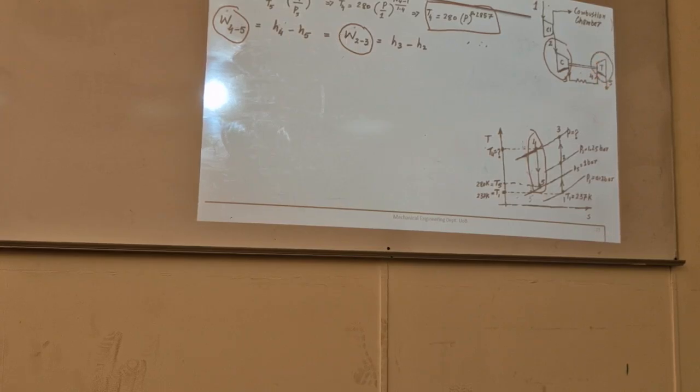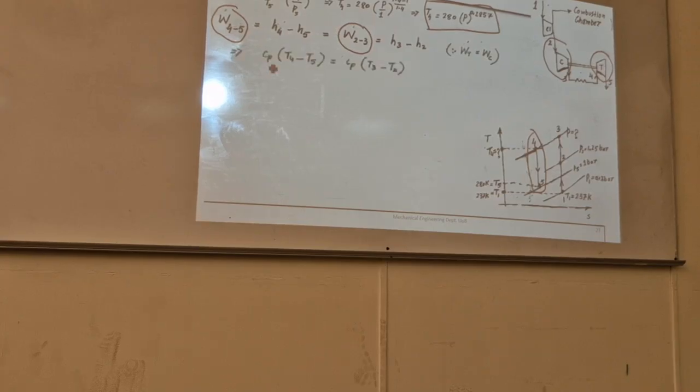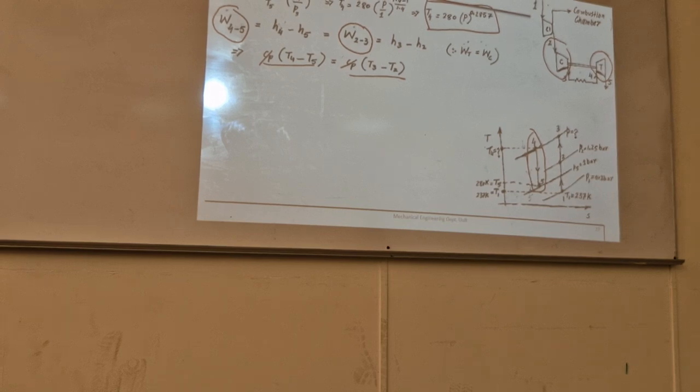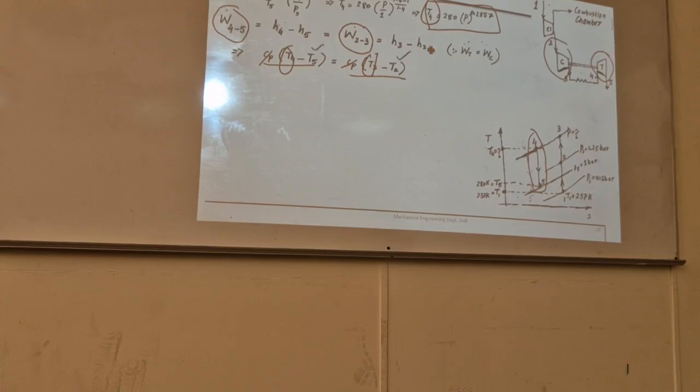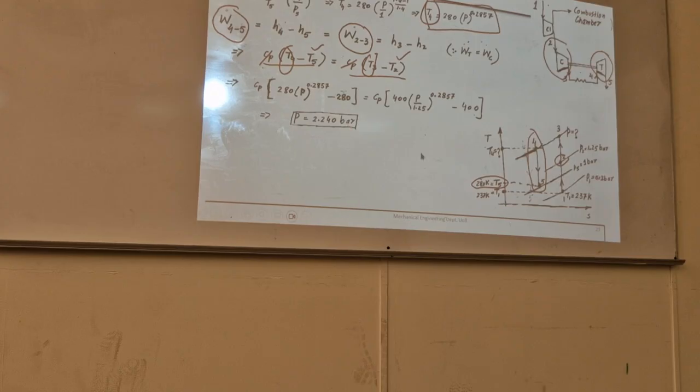which is equal to Cp delta T, MCP delta T, work of turbine. M dot will cancel, so Cp is also the same. We are not considering change in Cp in this chapter, so it's simply given by this. So just put values of T4 in terms of P and T3 in terms of P. T5 and T2 are known. T5 is given, T2 we already calculated. So put it here and find out the unknown P. All right.